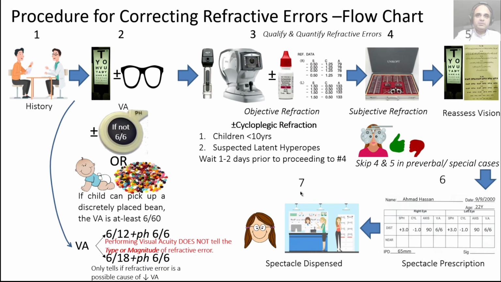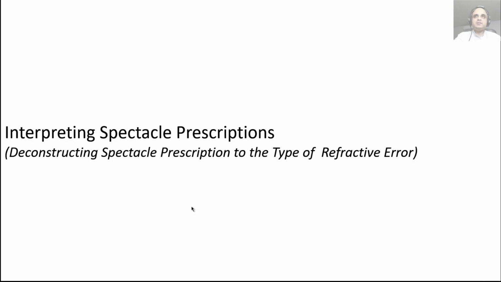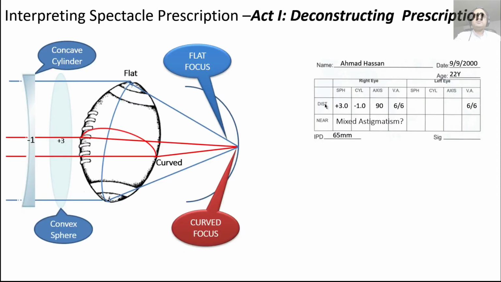And at times, it is important to know the type of refractive error because the patient might ask, hey, what do I have? And you need to tell him you have this, or you need to understand for yourself what type of refractive error the patient has. So let's see how this is done. In order to figure out the type of refractive error, we need to deconstruct spectacle prescriptions. And that is important. Let's look at this prescription.